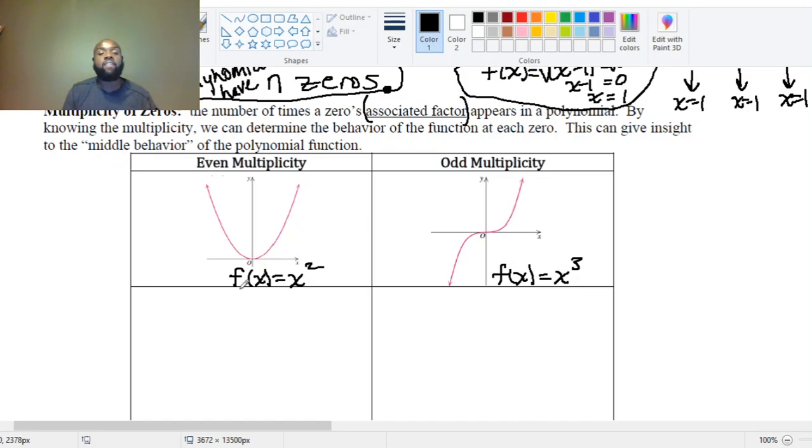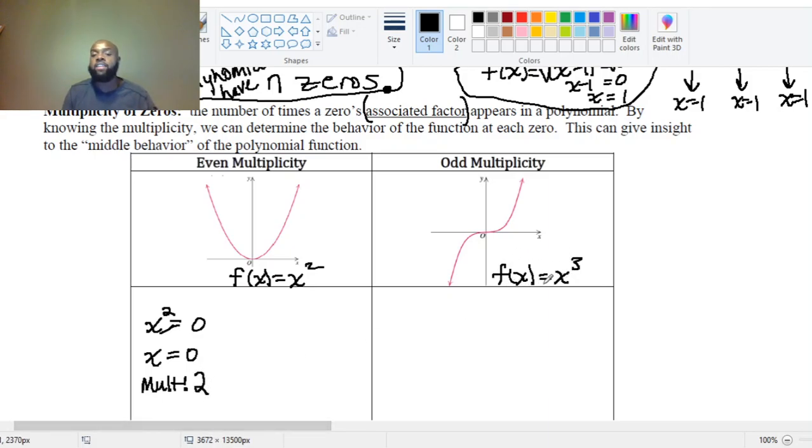If I were to try to find the zero of this polynomial function here, I would have to take x squared and set it equal to 0. I take the square root of both sides and I get x equals 0. This one has a multiplicity because it came from this associated factor, which has an exponent of 2, so the multiplicity of that is 2.